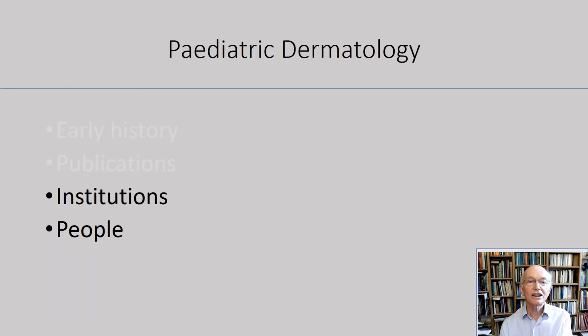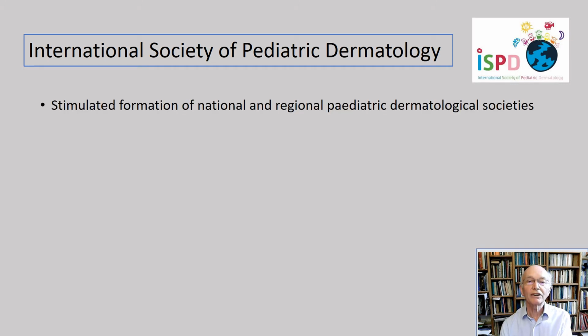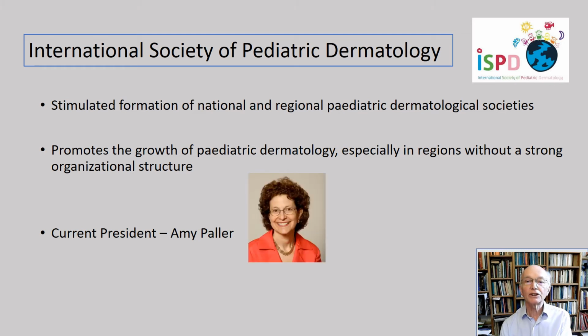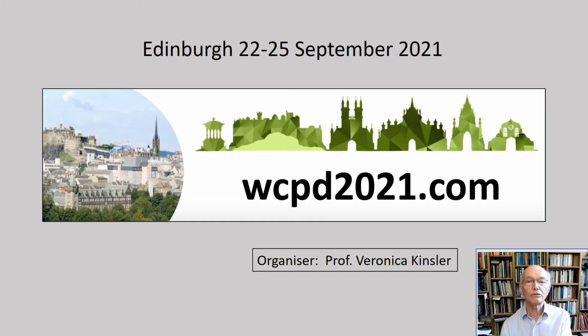To return to the International Society. It has played a large part in the formation of national societies and is particularly interested in areas where there isn't much infrastructure. The current president is Amy Paller, well known to us in British paediatric dermatology from her visits to our meetings. And another role is organising world congresses, the next being in Scotland next September. Here is the website for the Edinburgh meeting, and you will see that it is being organised by Professor Veronica Kinsler.